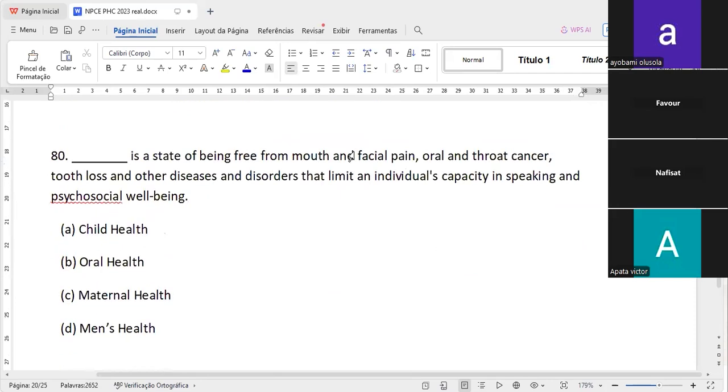That is a state of being free from mouth and facial pain, oral and throat cancer, tooth loss, and other diseases and disorders that limit an individual's capacity in speaking and psychosocial well-being. Alright, very straightforward. It's oral health.